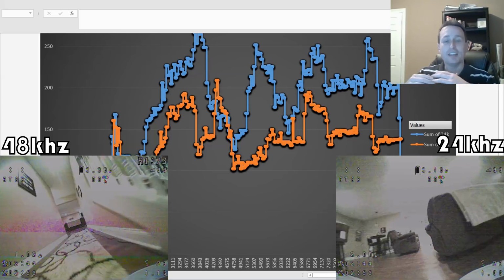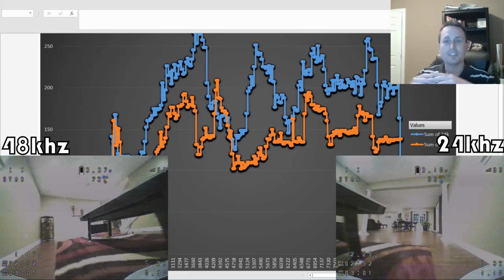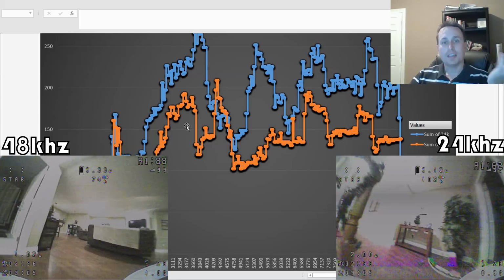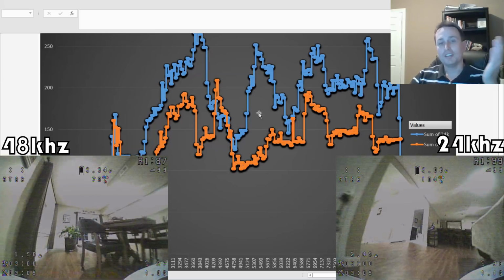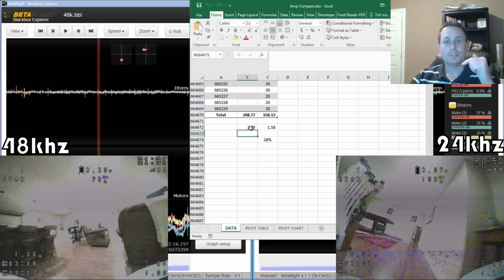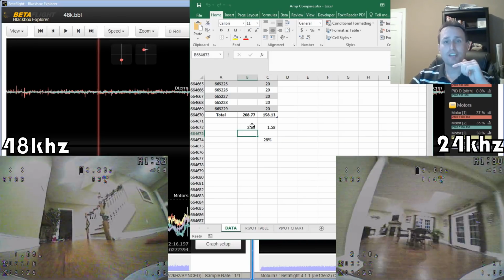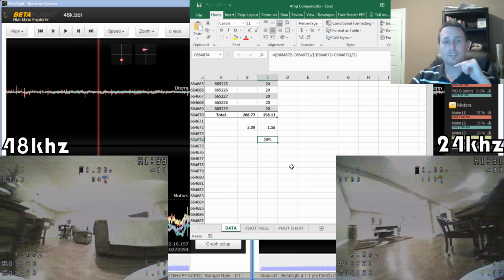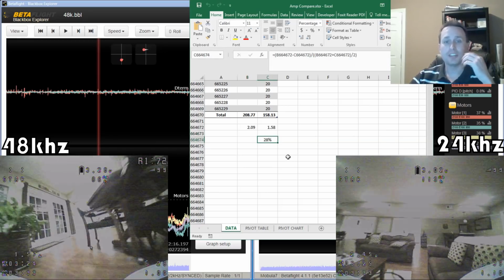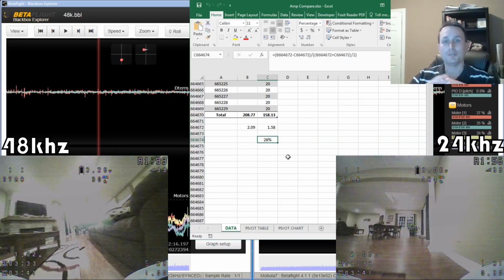In both flights, I had it logged, and this is the amperage, and you can see the differences here. The 24 kilohertz has an overall trend of higher amp draw throughout the entire flight than the 48 kilohertz. When you take the amp draw and just average it across the entire flight, you can see the difference here is about a 28% increase in amp draw, which then obviously corresponds to flight time as well.